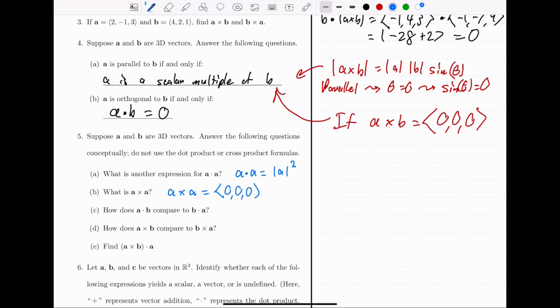We don't want to write a cross a equals just 0 here, because 0 is a scalar. We really need to write down the 0 vector, 0, 0, 0.